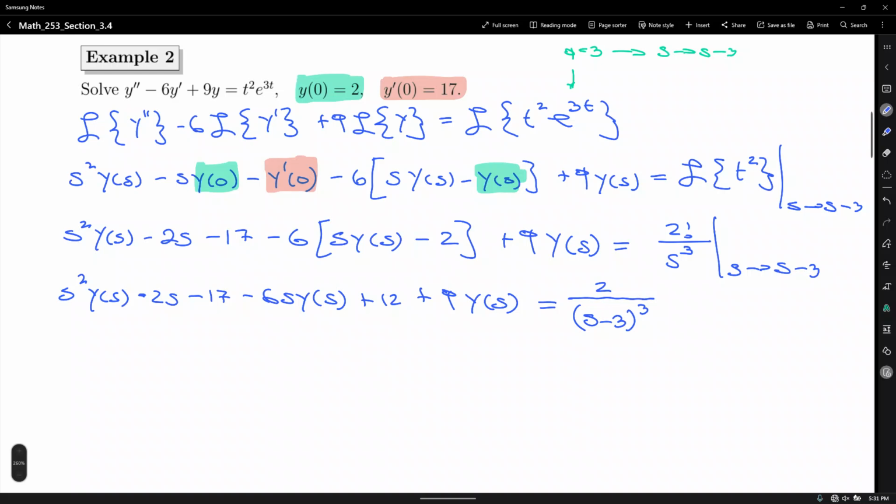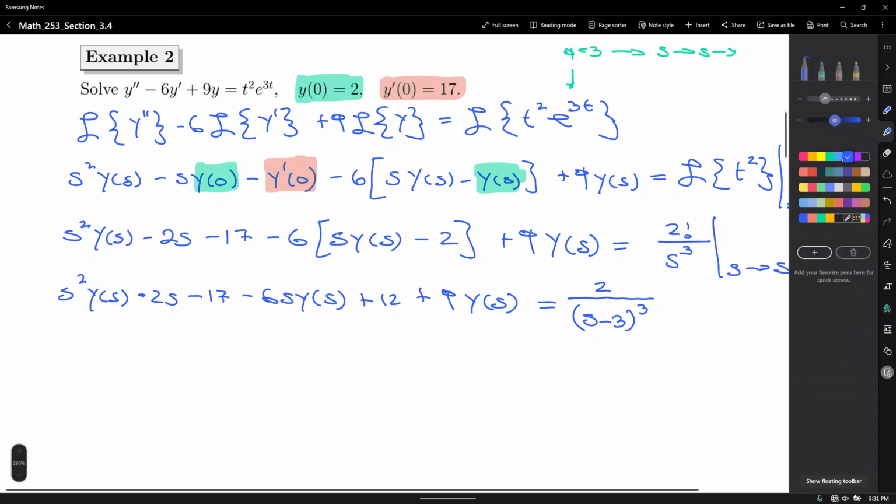So the rest of the problem is to solve, first of all, an algebraic equation for Y of s, and then find the inverse transform. Number one, let me highlight all the terms containing the Y of s. Those are the terms that we're going to keep on the left-hand side of the equation, along with their corresponding signs, of course.